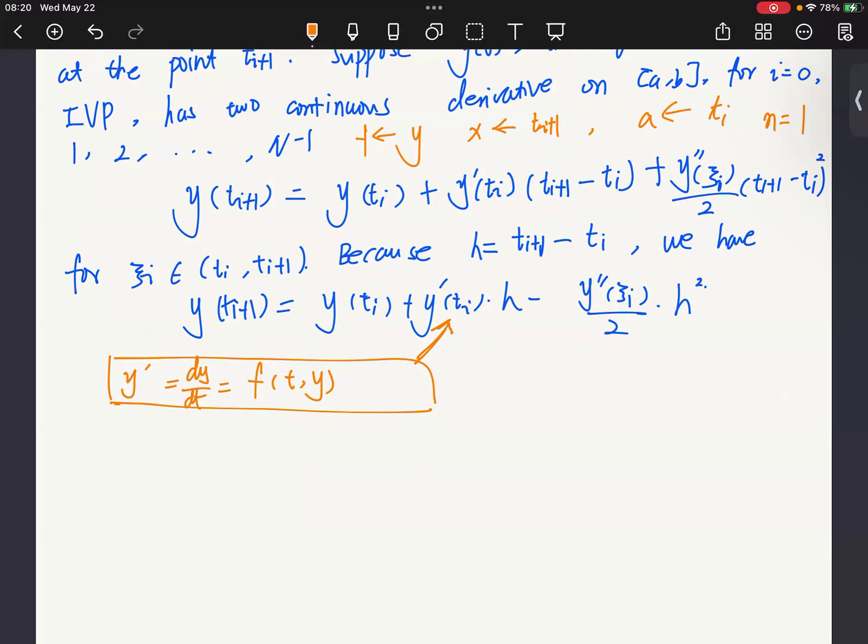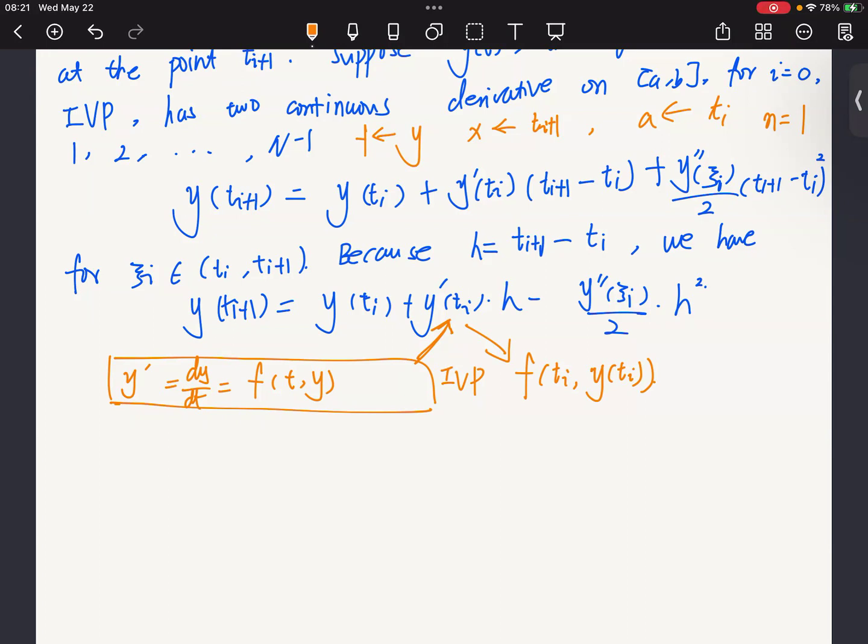And let's go back to our discussions. This is the initial value problem we are solving. And I'm going to substitute the equation into this derivative of y. And I got this because this is the first derivative of y, and it just equals f evaluated at t_i, y(t_i) here. Does that make sense? So this is just from the initial value problem, and then I just get this one.